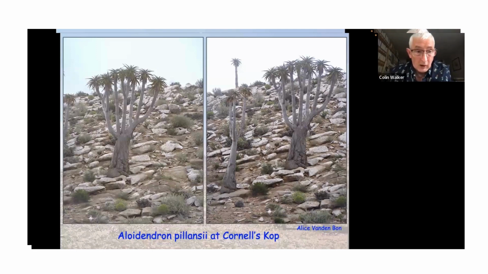Closer views now. You can start to see the dichotomous branching here. If you look at the image on the left, and the two branches to the right, that beautifully illustrates the dichotomous branching, which is such a characteristic feature of this genus.